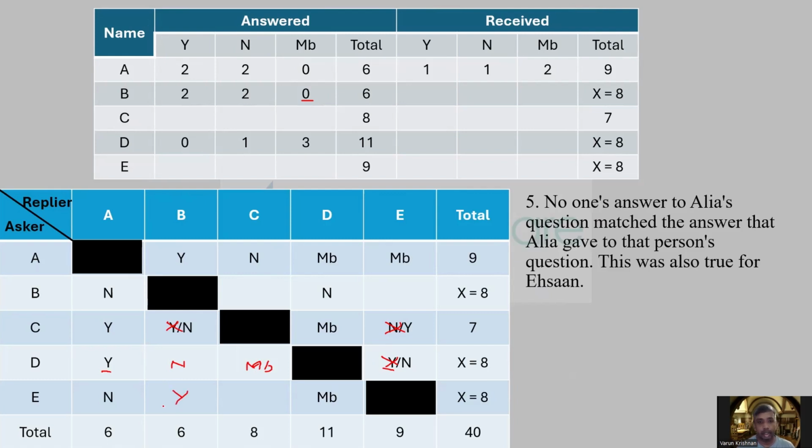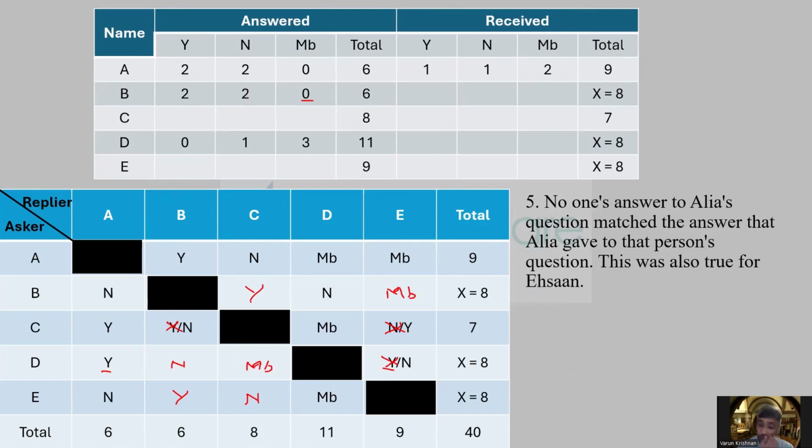Now similarly, look at the row for Ehsaan. 2 plus 1, 3 plus 3, 6 is already taken care of. So the remaining 2 has to come from here, so this has to be a no. And if I look at the column for Ehsaan, already 3 plus 1, 4 plus 2, 6 is taken care of. So this has to be a maybe. And the column for Clive, already 2 plus 3, 5 plus 2, 7 is taken care of. So this has to be a yes. Now we have again filled up the table.